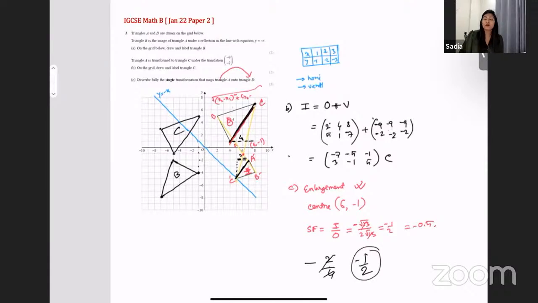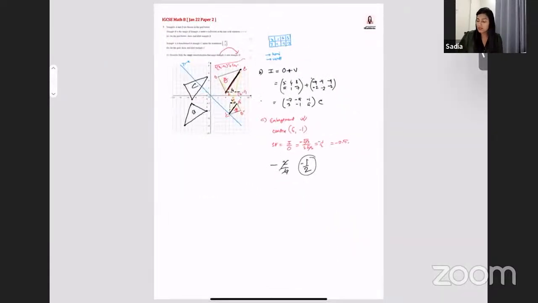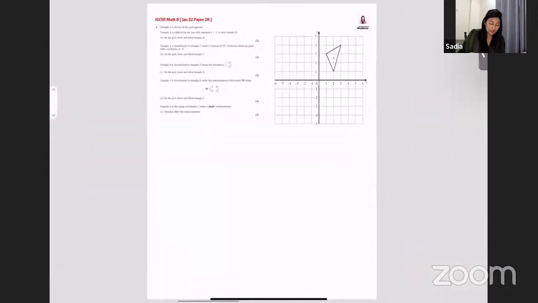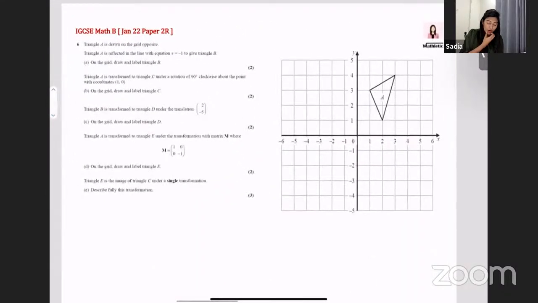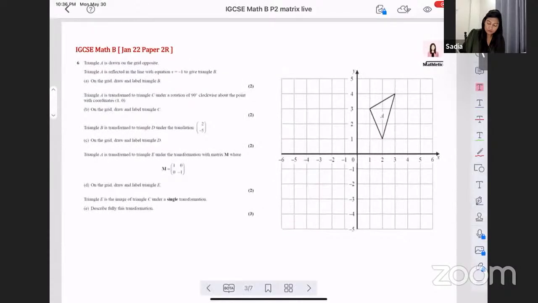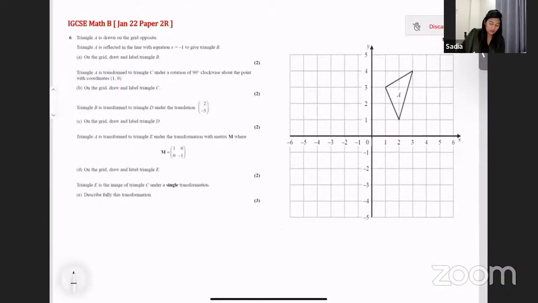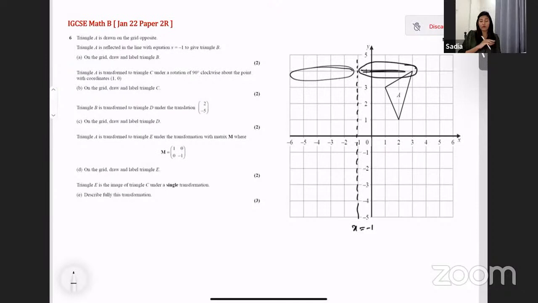So this is number 3 from Jan 22 paper 2 math B. Next we have Jan 22 paper 2 R. So triangle A is already drawn here, and we need to reflect that about x equals minus 1. So this is my x equals minus 1 line. So this one is easier. You just need to calculate the distance at the right side and then shift that point to the left side, right? Mirror image.